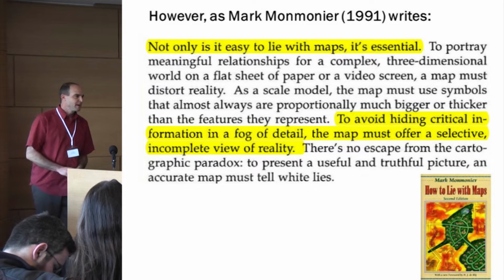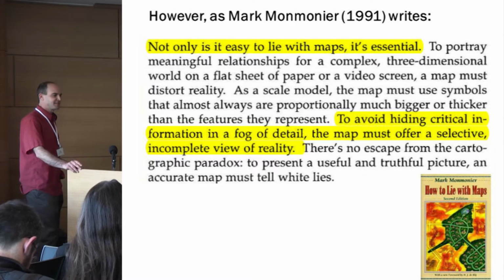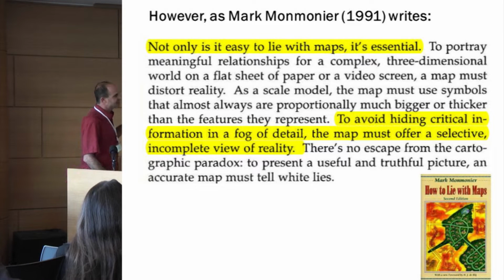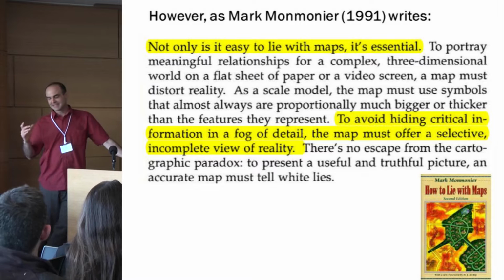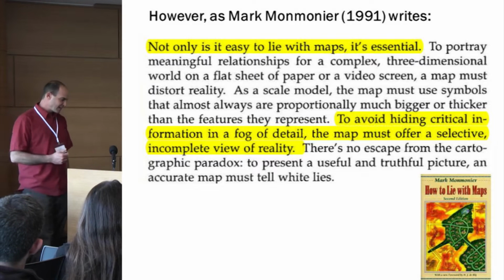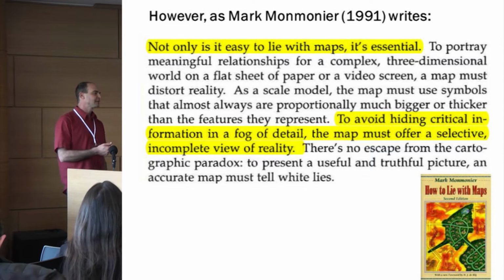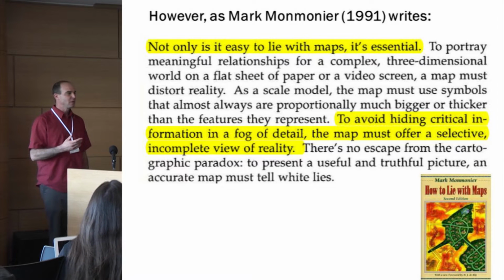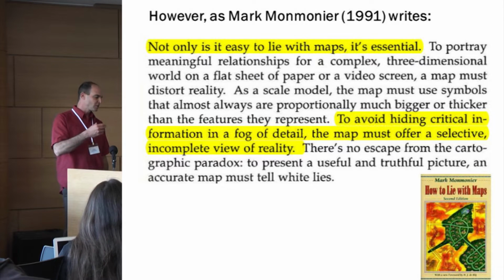However, when we work with maps, we should always be aware that maps don't show us the world as it is. As Mark Monmonier writes in his book, How to Lie with Maps, he starts with this sentence: not only is it easy to lie with maps, it is essential. Another writer tells us that the power we give to maps is that we assume that they are objective.